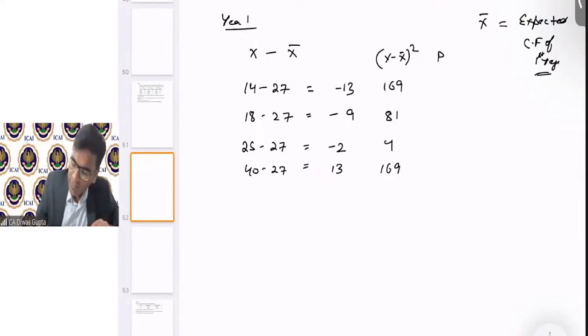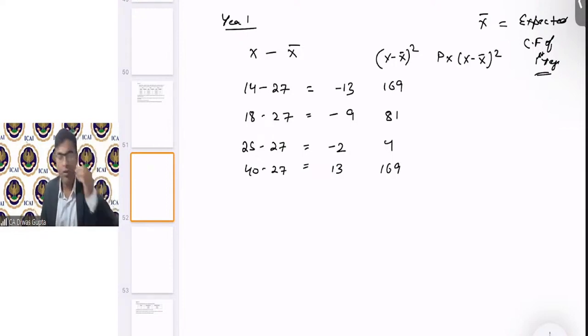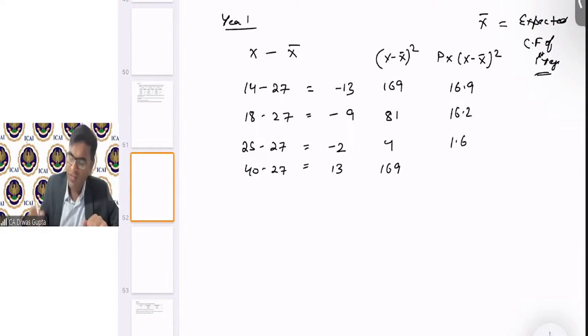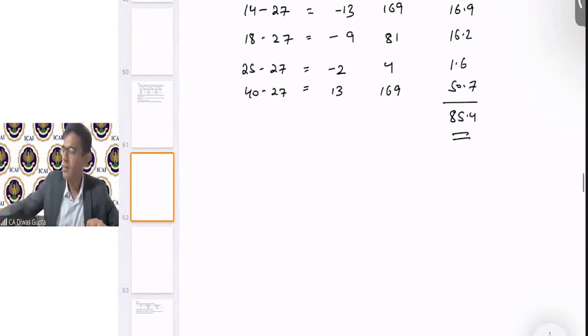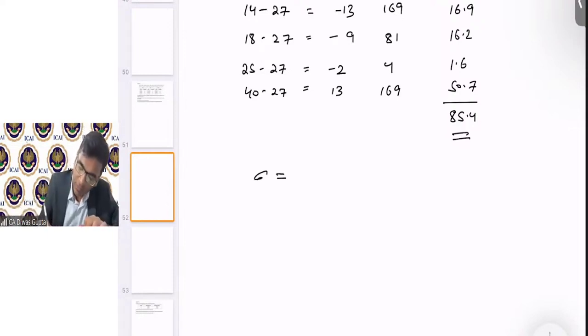Then we will multiply it with the probability. Correct? Whatever the respective probabilities are. So 169 into 10%, which is 16.9. 81 into 0.2, which is the respective probability of that observation, 16.2. 4 into 0.4, 1.6. 169 into 0.3, which is 50.7. So the total comes as 85.4. Okay, students? Then the standard deviation will be the square root of 85.4.